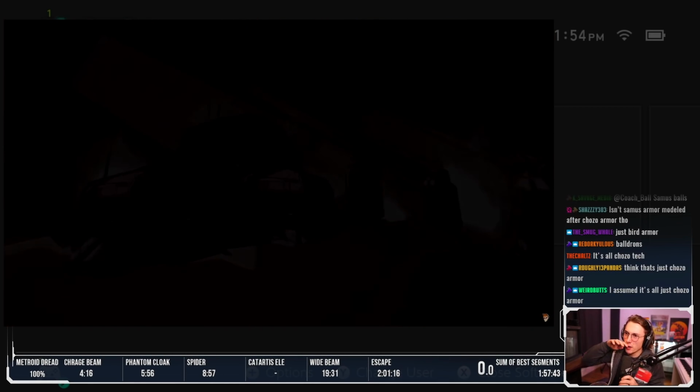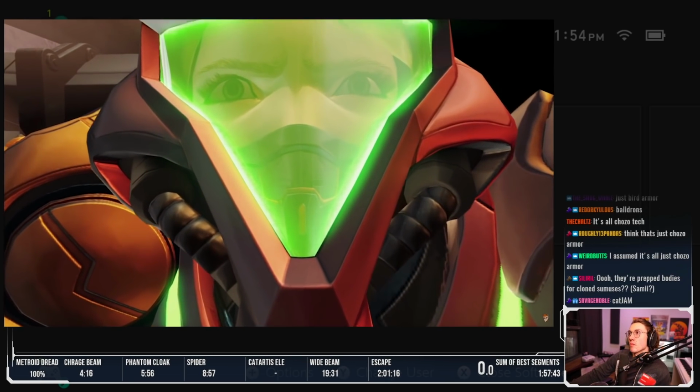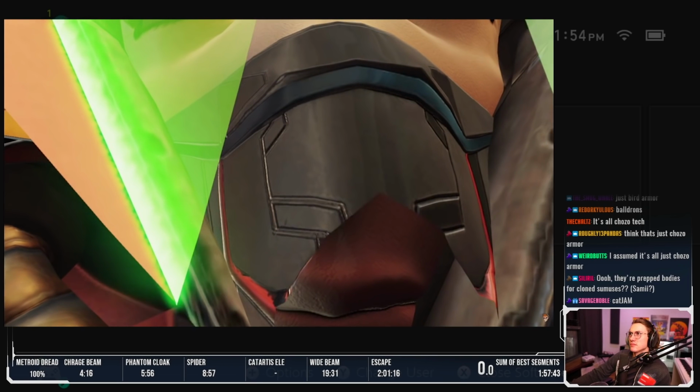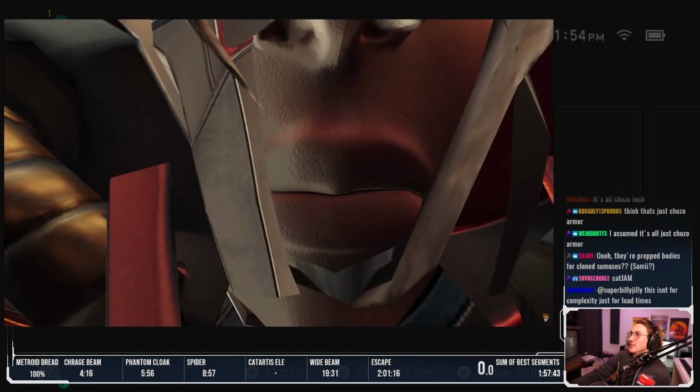Yeah, or like Chozo armor. Here's another look at the Samus model. Occasionally, there'll be scenes where you can see Samus's face, or rather, just her eyes through the visor. The game, oddly enough, never lets you see Samus's full face.